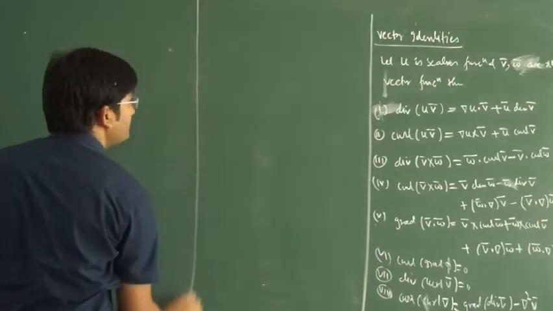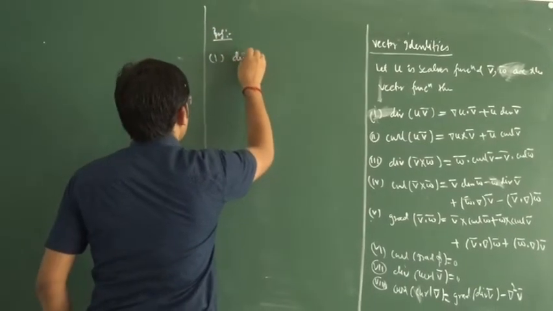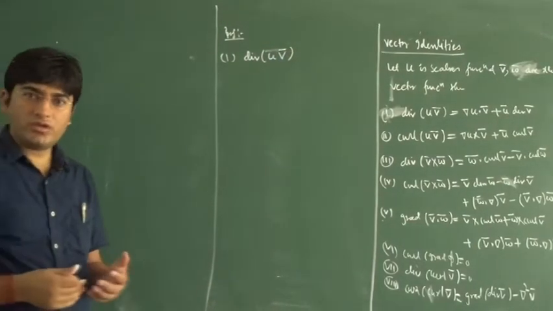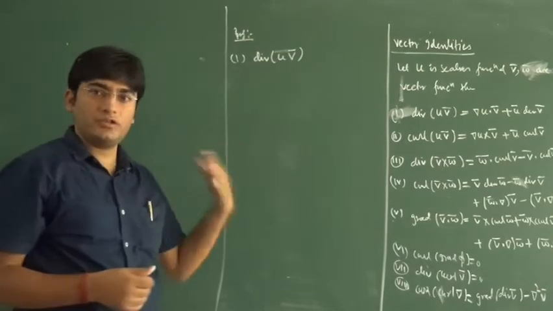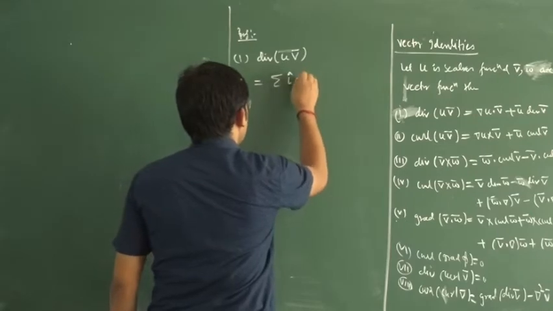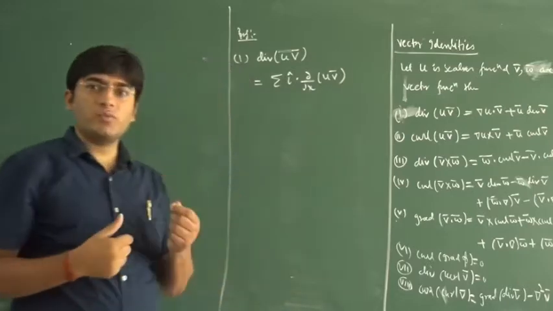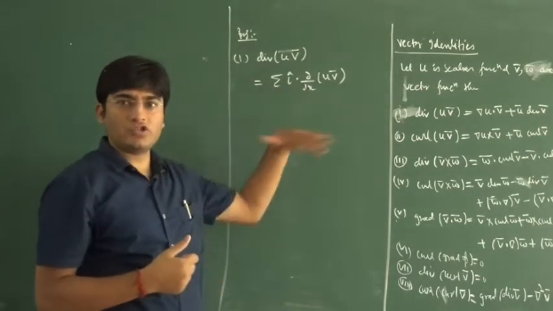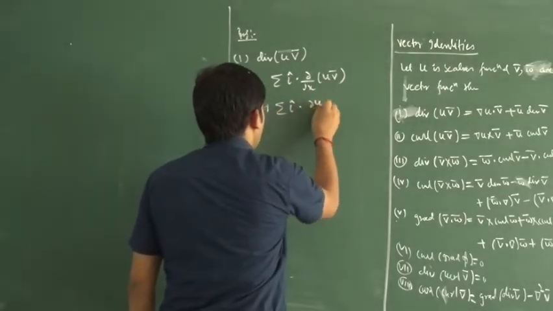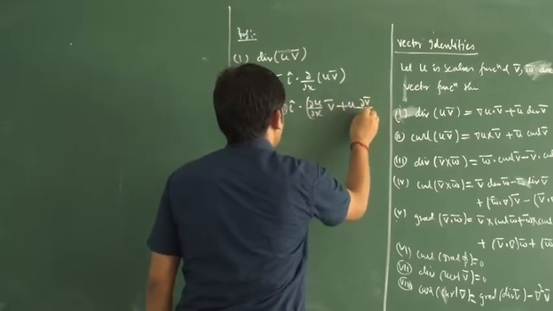So, proof. The first property is divergence of u v, where u is the scalar function. I am using the definition. I am not going to expand the definition of divergence, I will use the definition in terms of summation. So this is equal to summation i dot del by del x of u v. The definition of divergence is summation i dot del by del x. And then if you differentiate this bracket, then we will have del u upon del x v plus u del v upon del x.